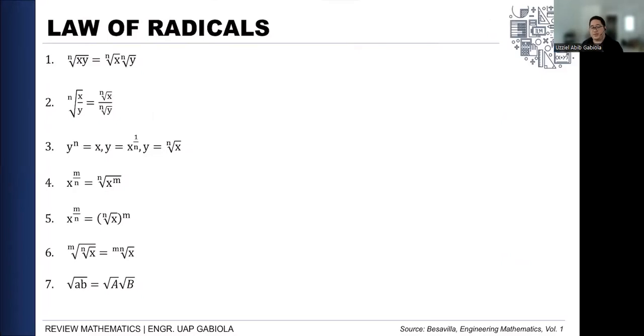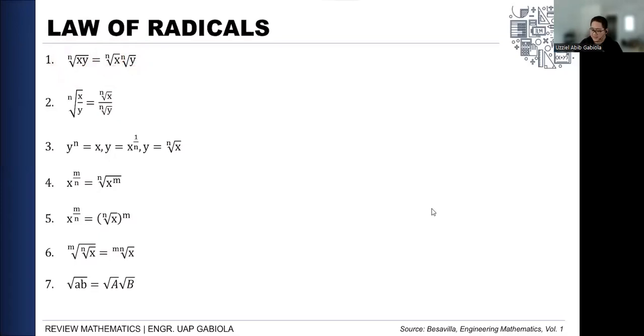Meron silang relationship with each other, no? So pagdating kay radicals, meron siyang 7. Pero actually, madali lang naman tandaan yan. So yung sa first one, kapag yung variables natin is nasa loob ng iisang radical, ng isang root, nakalagay sa kanya, nth root of xy. So we can separate daw yung two variables natin by indicating a separate root para sa kanila. So pwede siyang multiply, na magkahiwalay sila ng root.